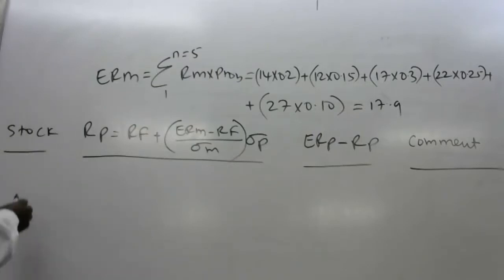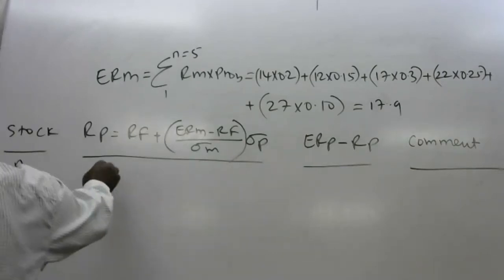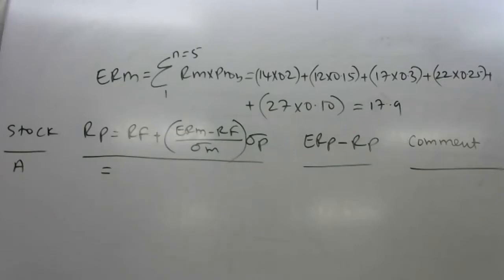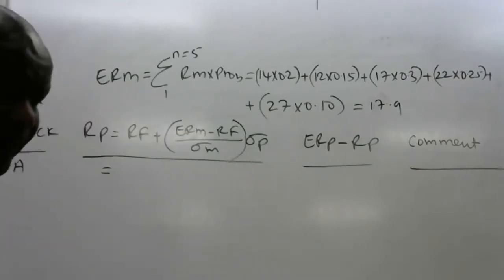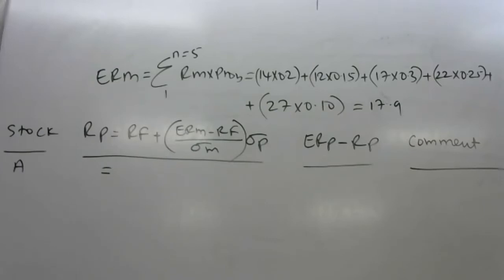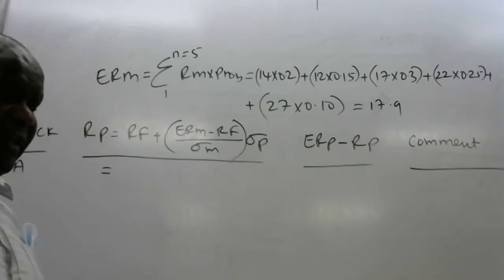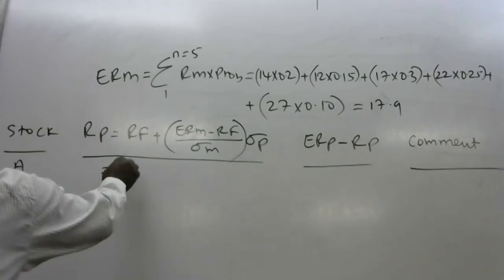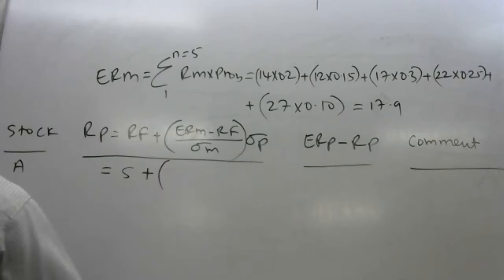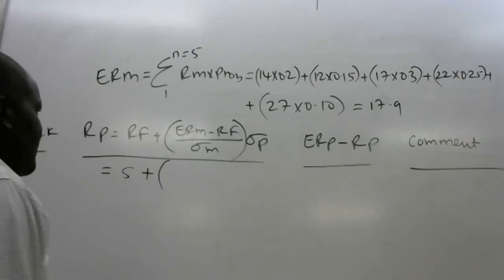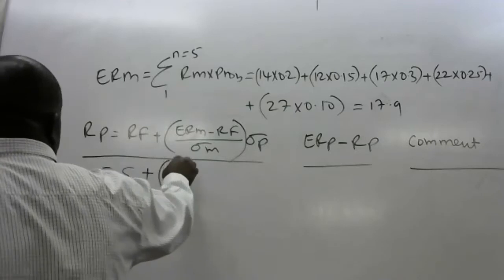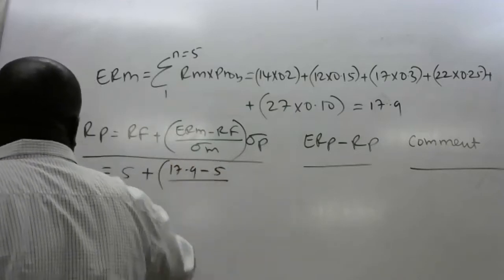So the first one is stock A. To get the return for stock A, or return of the portfolio, the risk-free rate was given. When you check there, they were able to give us a risk-free rate of 5%. Expected return for the market is what we have just calculated, 17.9. We also subtract 5.